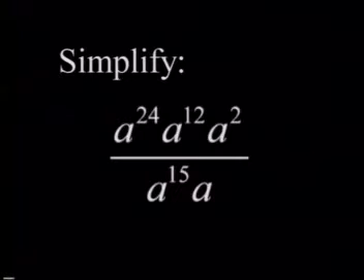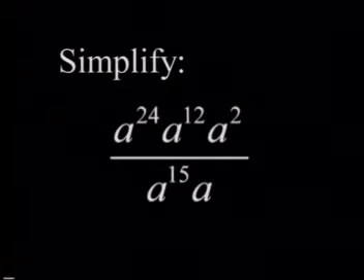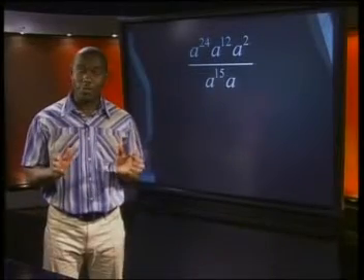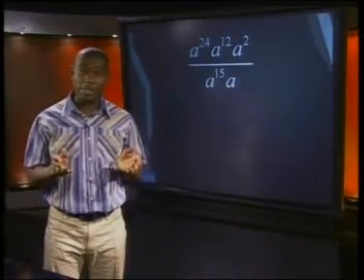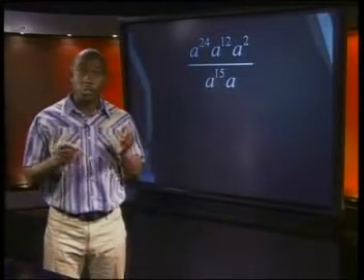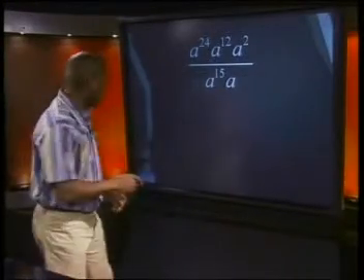We will need to practice this, so let's do a few more examples. Write this number, a to the power of 24, a to the power of 12, and a to the power of 2, divided by a to the power of 15, a, as a power of a. Note, if we don't write multiplication signs, it still means multiply. First of all, are the bases all the same, namely a? Yes, so we can use the laws of exponents. Let's see.